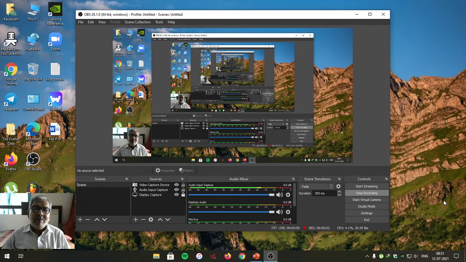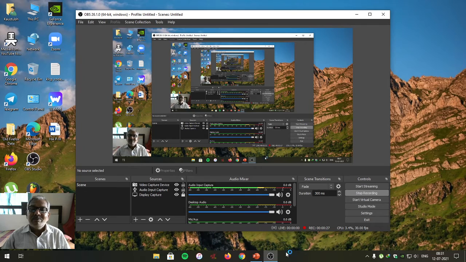Student friends, in the last lecture we completed topic number 3, that is the bipolar junction transistor, in all respects, along with the numerical examples which are likely to be asked in the examination.